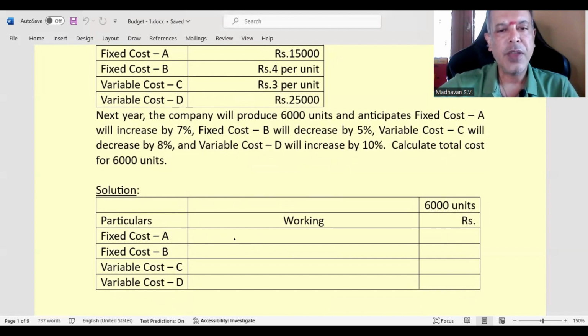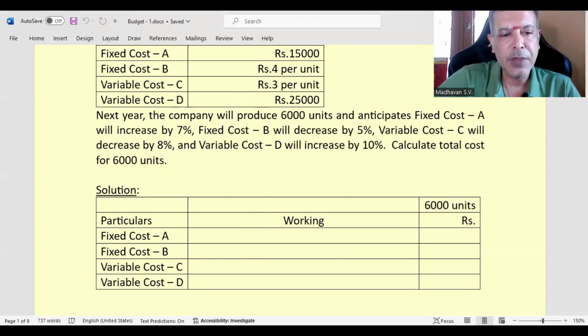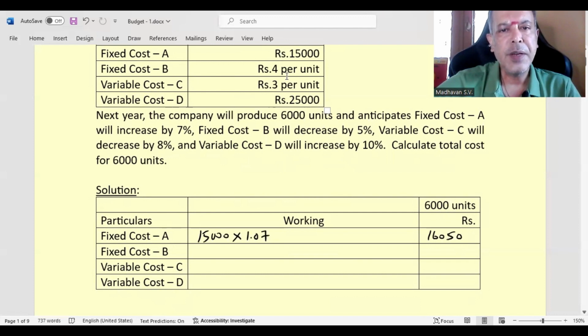Right. Now, fixed cost A, if it is 6,000 units, how do we work out? Here it is 15,000 given, so no change. Only thing is they say fixed cost will increase by 7%, which means this 15,000 will add 7%, which means we are going to multiply it by 1.07. That if we do, we get 16,050. Fixed cost B, here it is given per unit.